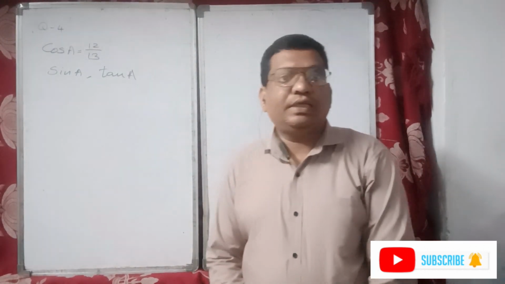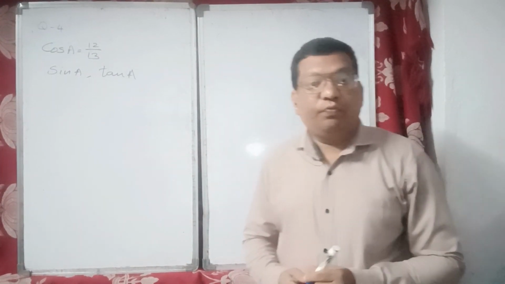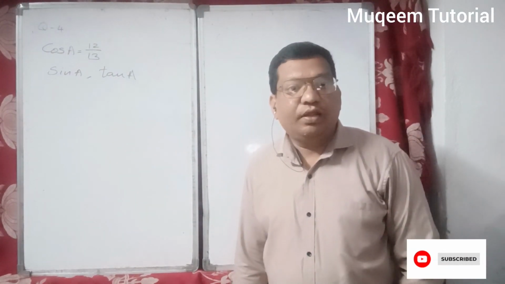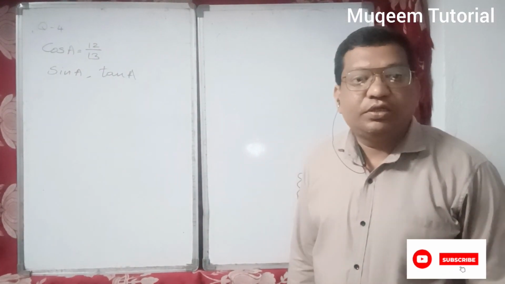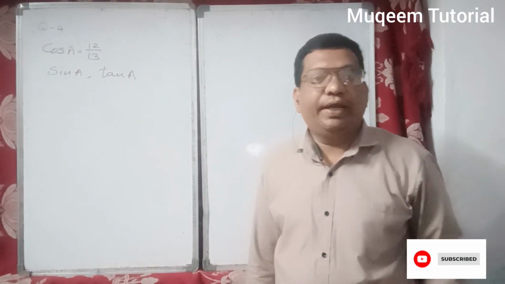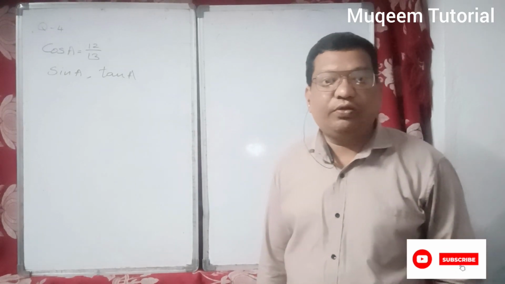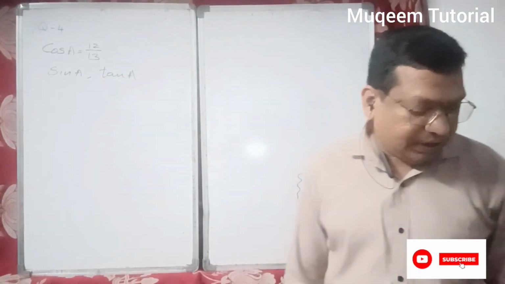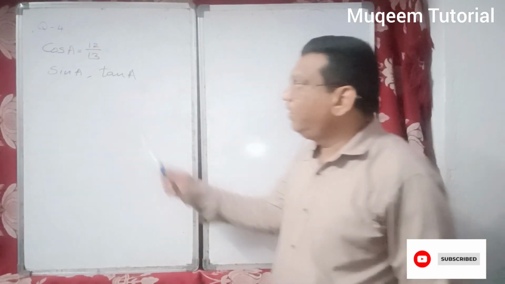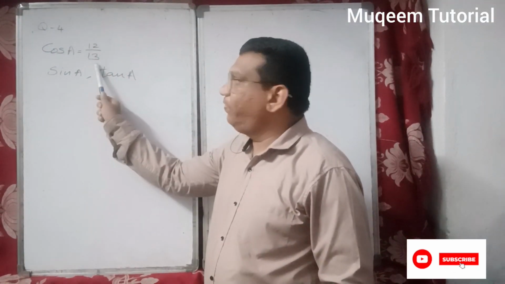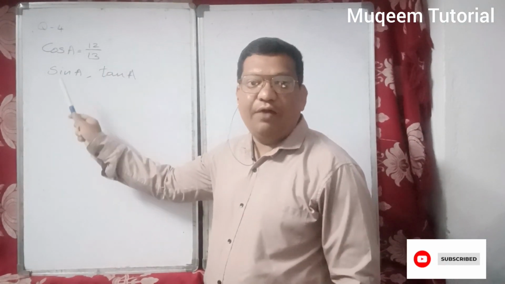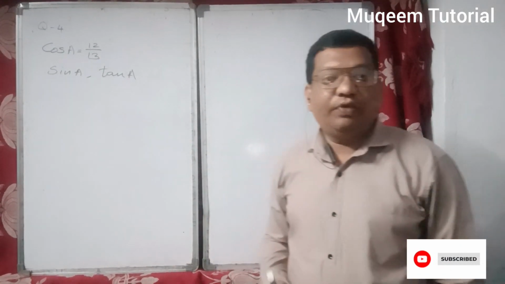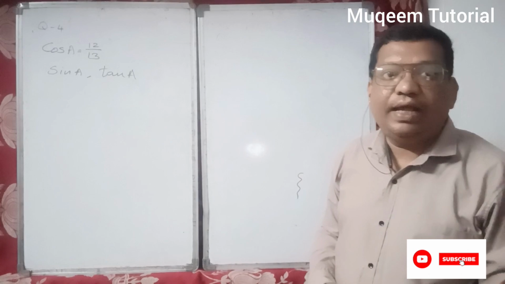In the previous class we were learning trigonometry exercise number 11.1. Up to 3 questions we completed. Today we are going to learn the 4th question. Our 4th question is, if cos A is equal to 12 by 13, then we have to find sin A and tan A.